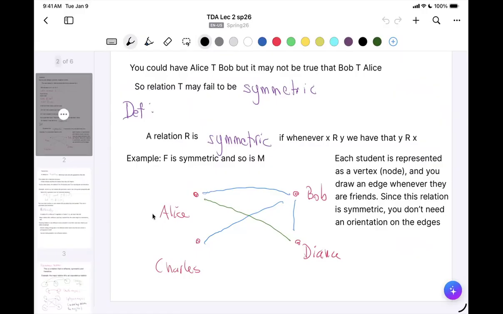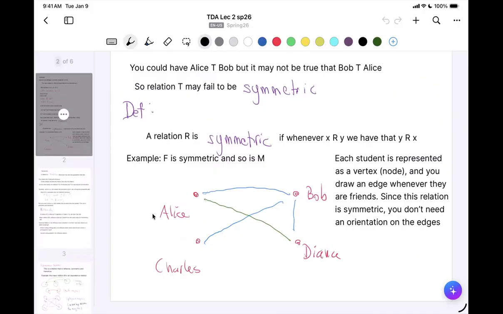So I think the example I had given was friendship, right? Where if Alice is friends with Bob, then assuming normal concepts of friendship, Bob is friends with Alice, right? But parenthood is not symmetric, right? Because if Alice is Bob's mother, then Bob is not Alice's mother, or father, or whatever. So a symmetric relation, it doesn't matter. It goes both ways.